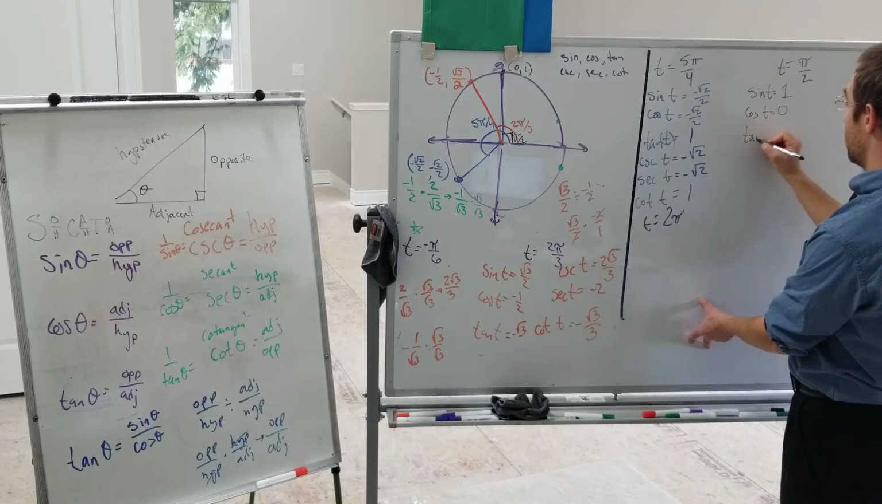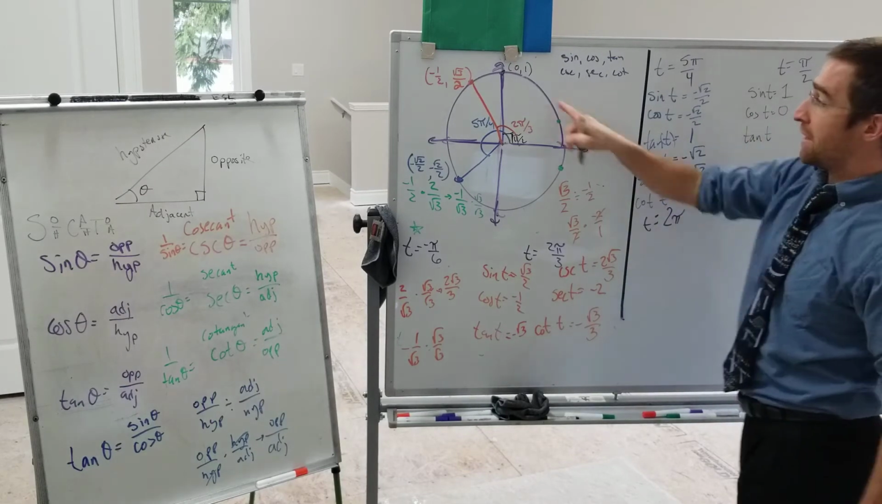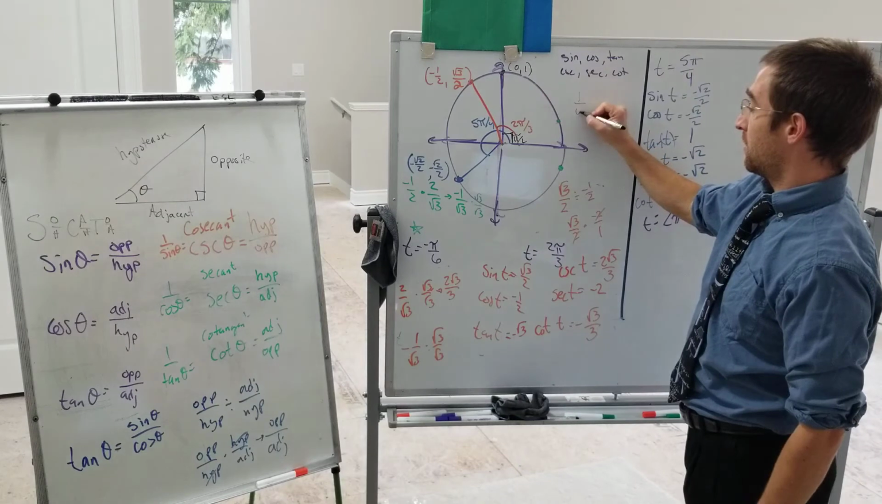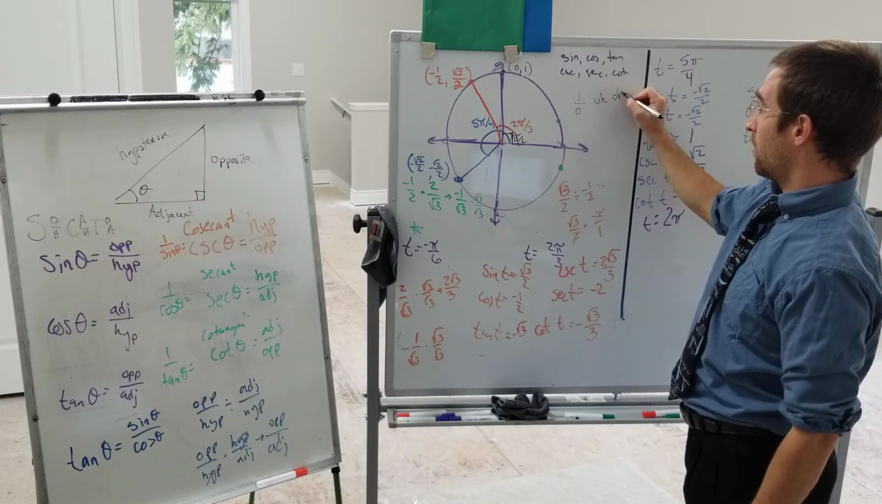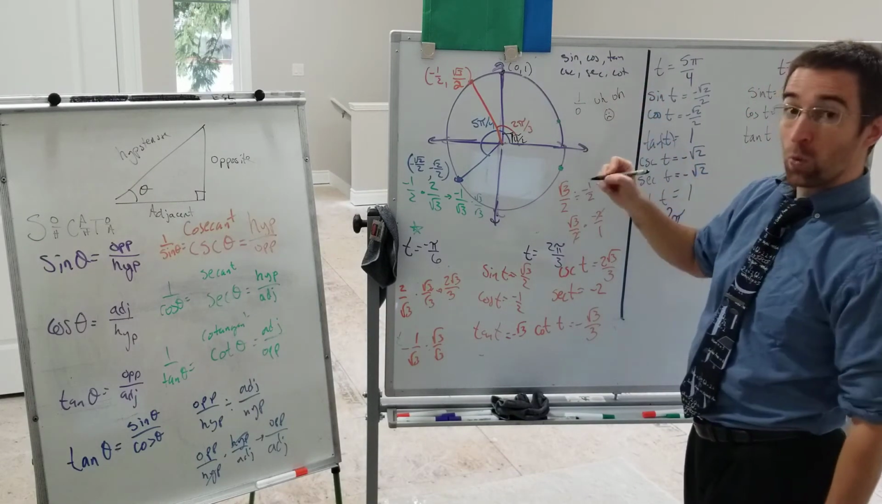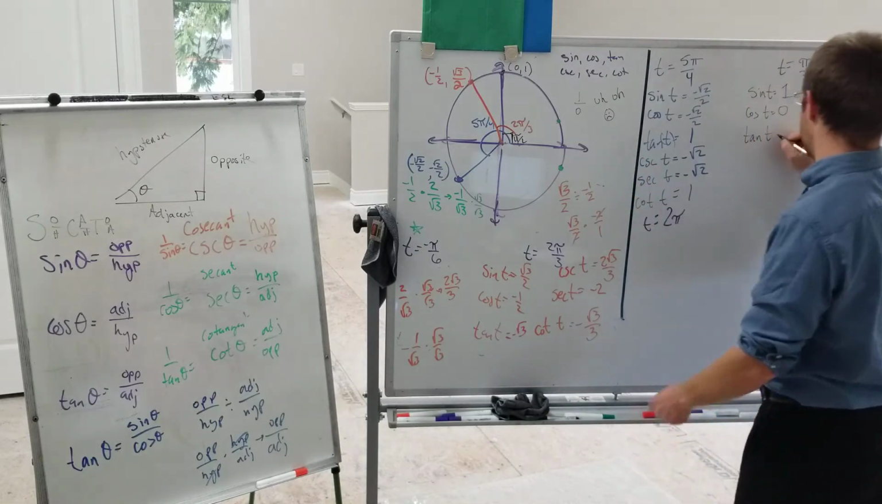The tangent of t would be sine divided by cosine. Uh-oh. 1 divided by 0 is undefined.